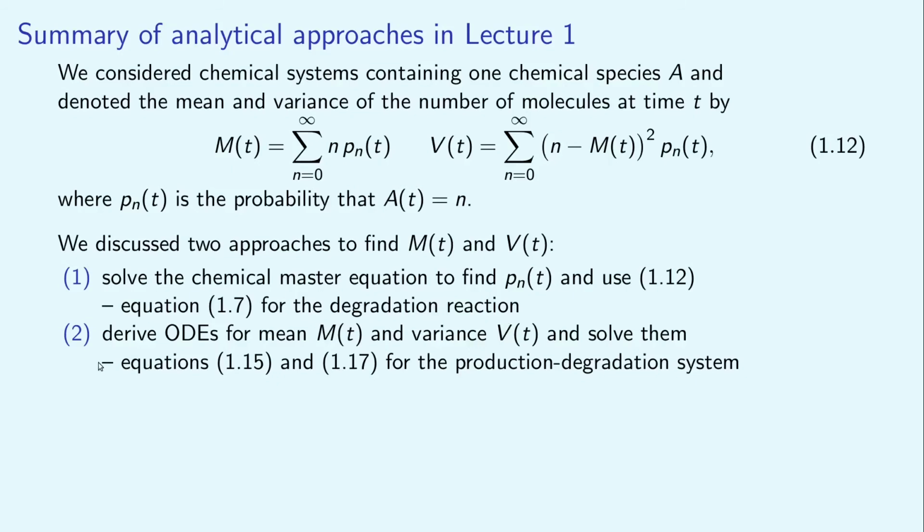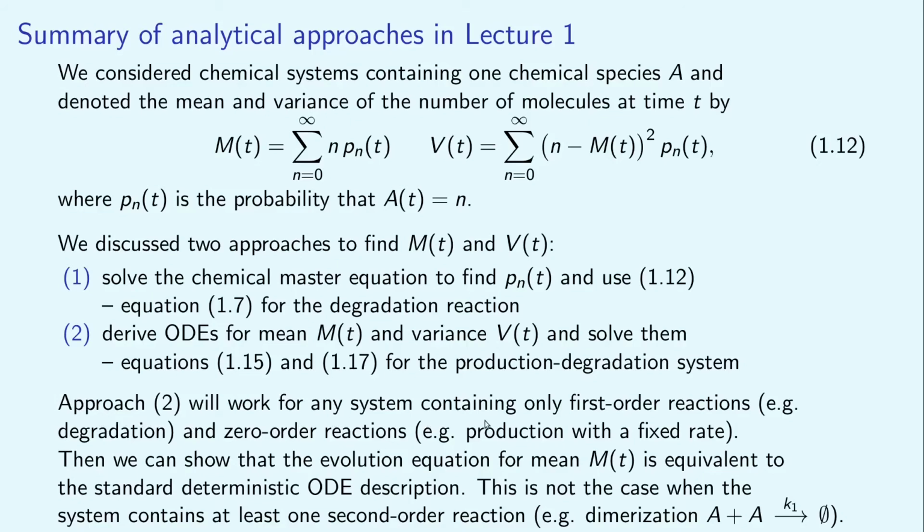In the second approach, we first derived ODEs for mean and variance by manipulating the chemical master equation. This was the approach which we presented for the production and degradation system. Approach 2 is applicable to any system containing only first-order reactions, like degradation, and zero-order reactions, like production with a fixed rate. Then we can show that the evolution equation for mean is equivalent to the standard deterministic ODE description. This is not the case when the system contains at least one second-order reaction, like the dimerization reaction, as we have already seen in our previous example. As an exercise, you could try to apply the approach yourself to such a system, to confirm that you are not able to find closed equations for the mean and variance by summing up the chemical master equation.